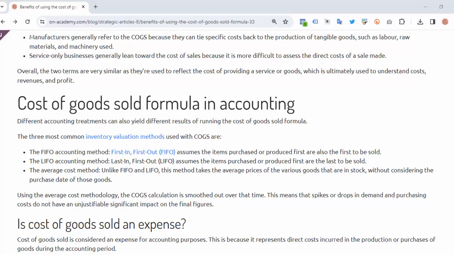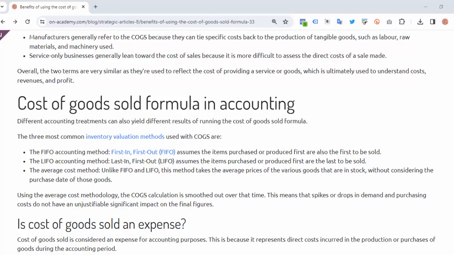Unlike FIFO and LIFO, the average cost method takes the average prices of the various goods that are in stock without considering the purchase date of those goods. Using the average cost methodology, the COGS calculation is smoothed out over that time. This means that spikes or drops in demand and purchasing costs do not have an unjustifiably significant impact on the final figures.